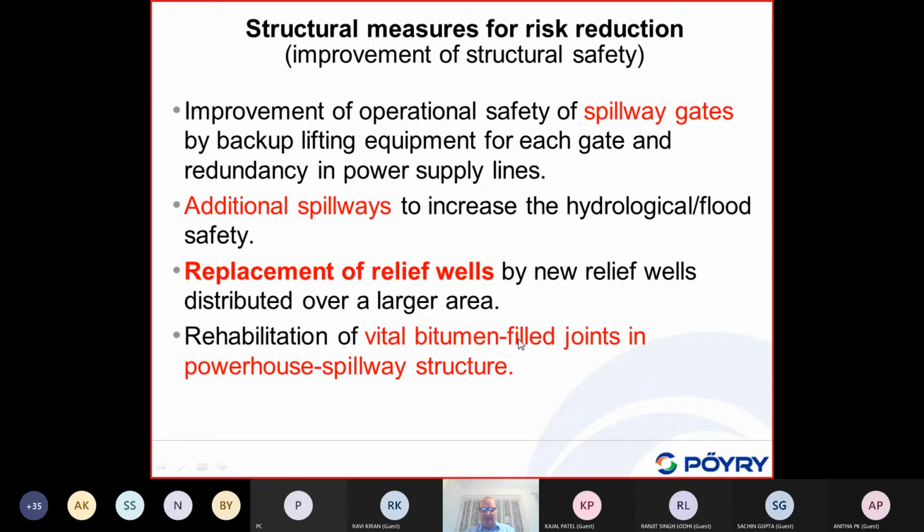Rehabilitation also of some joints. At this time, in Western countries, for water tightness of joints, we use water stops. But in Soviet-built power plants, they often use bitumen-filled joints, which are called Weber. They even needed some heating of this bitumen. So this would be, let me say, structural safety measures.